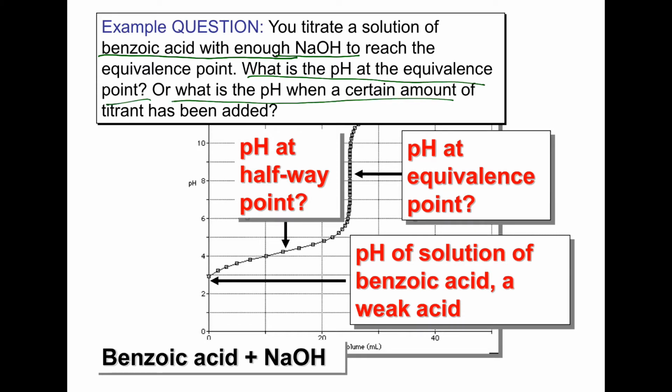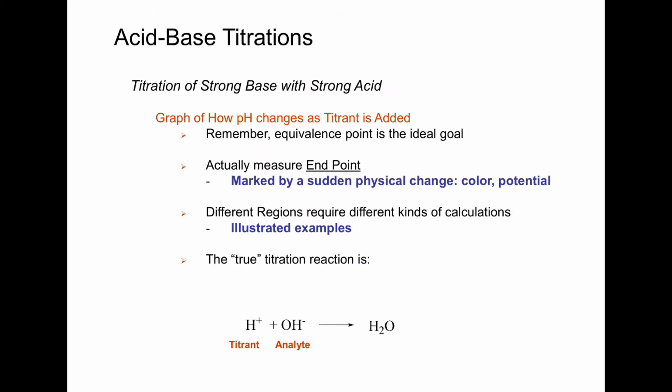Or after a certain amount of titrant has been added. So we're going to use a titration curve to figure out what place in the curve we're at, and then use the appropriate calculation to find the pH. The first titration that we're going to talk about is a strong base and a strong acid.